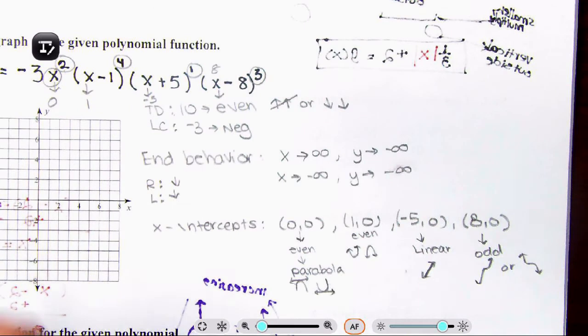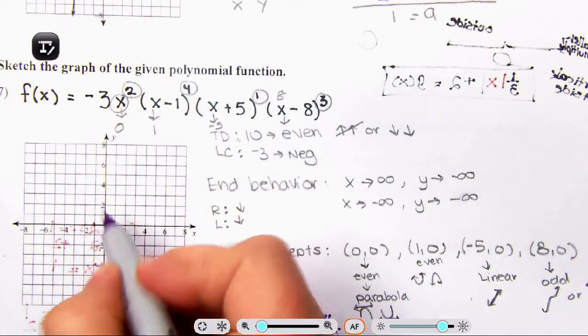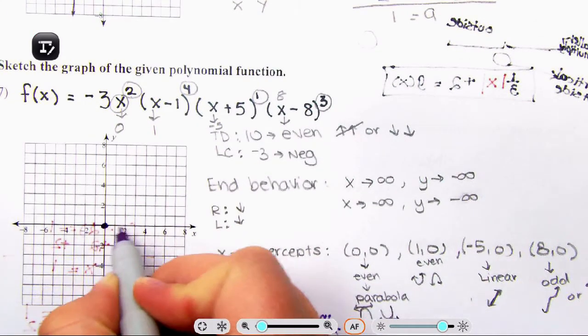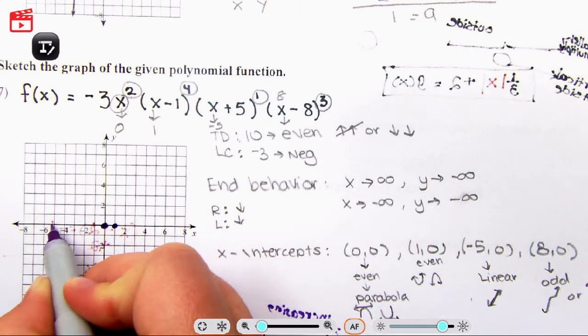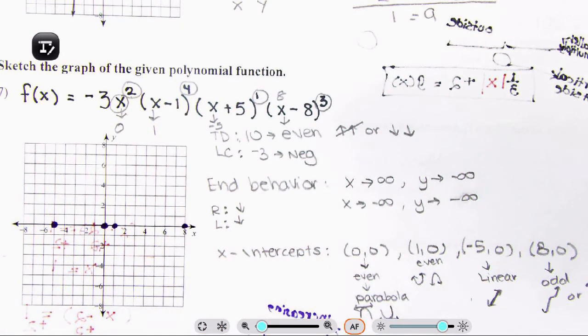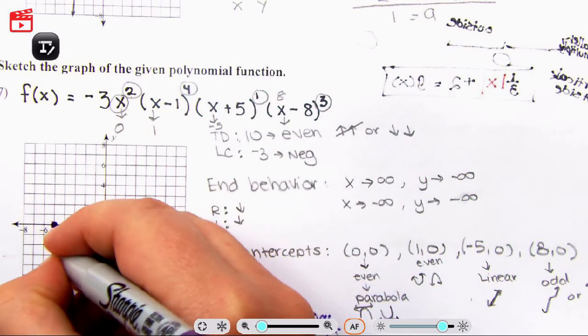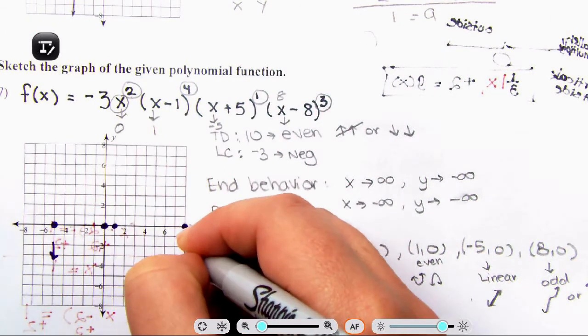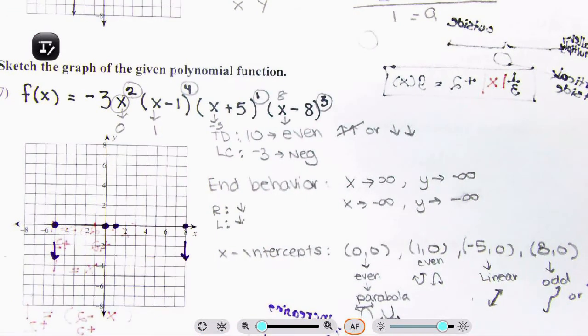And that's it. So let's go ahead and graph. Start out by sketching out your intercepts. So I have an intercept at (0, 0). I have (1, 0). I have (-5, 0). And I have (8, 0). Our end behavior is going to be down and down. So we're going to do the most left and most right point, down and down.